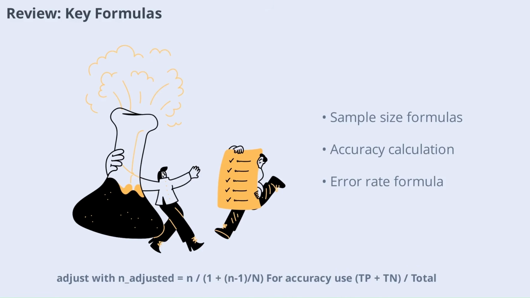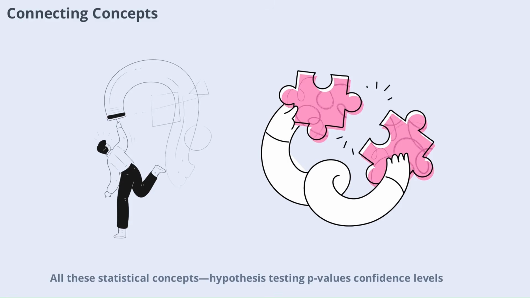For accuracy, use TP plus TN over total, and for error rate, FP plus FN over total. Keeping these formulas handy will help you tackle a wide range of statistical problems. All these statistical concepts, hypothesis testing, p-values, confidence levels, errors, and sample size are interconnected. Understanding how they relate helps you design better experiments, interpret results more accurately, and make stronger data-driven decisions.